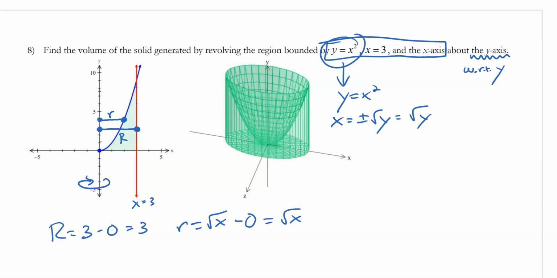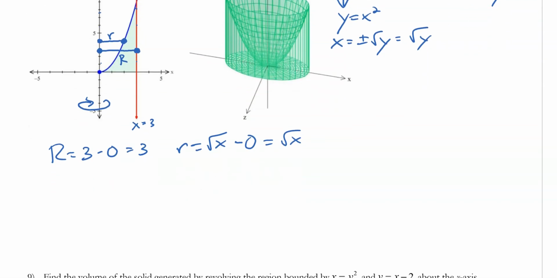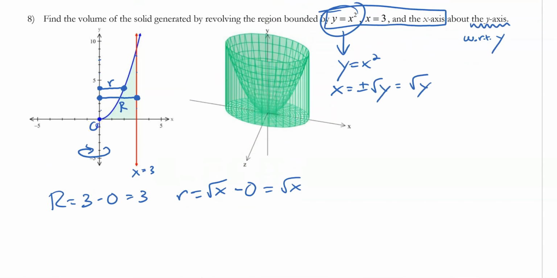So when you draw your r's, you always start at your axis of revolution, and you go to your outer boundary for your boundary region, and then your inner boundary. That's big R and little r. Okay. And now y values. Remember, we're doing this with respect to y. So we're going from 0 to 9. This is 9 right here, where they intersect.